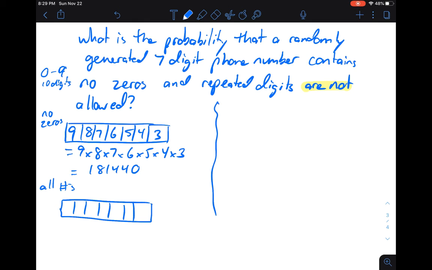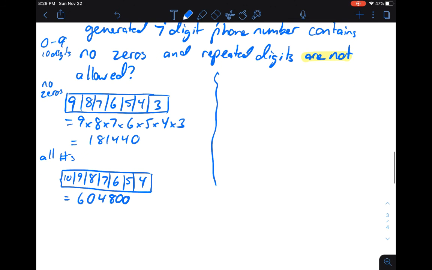The way this would work is we're going to be able to generate a number including zeros. We're allowed to use zeros this time. This is the total number of phone numbers allowed. So for the total phone numbers, if we're allowed zeros, that means it would be 10 digits allowed for the first one, then 9, then 8, then 7, then 6, 5, and 4. Multiply them all together and you're going to get 604,800.